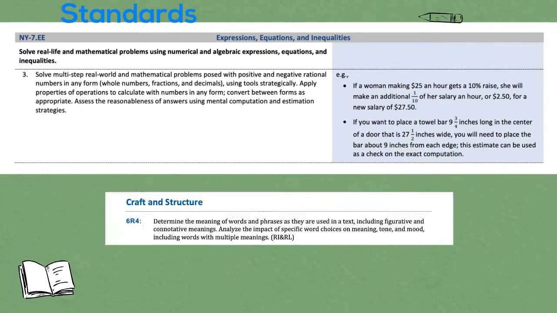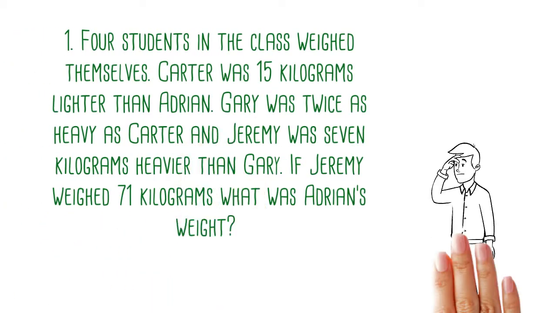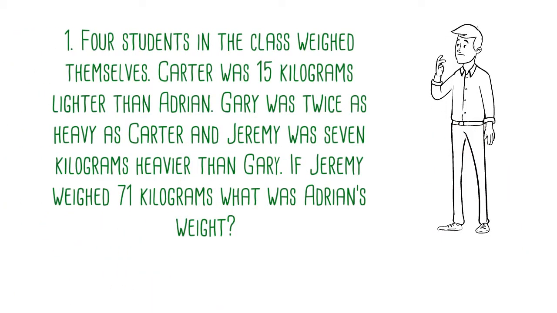Before we get started, I want you to take a quick glance at some of the standards that we are going to be using when we are learning our math question. Four students in the class weighed themselves. Carter was 15 kilograms lighter than Adrian. Gary was twice as heavy as Carter, and Jeremy was 7 kilograms heavier than Gary. If Jeremy weighed 71 kilograms, what was Adrian's weight?